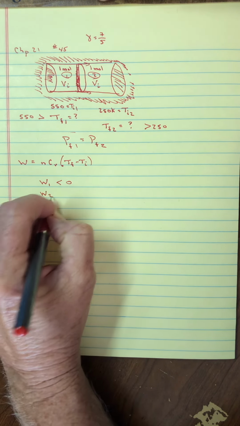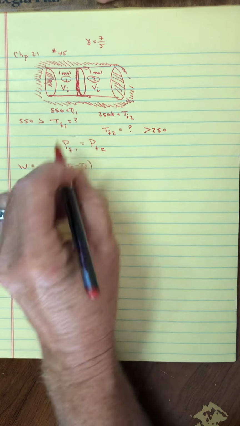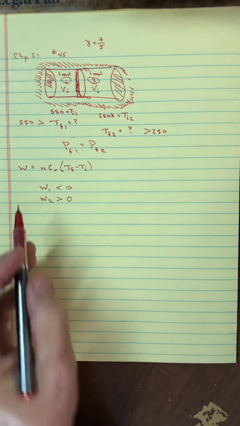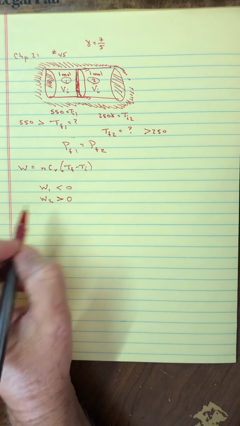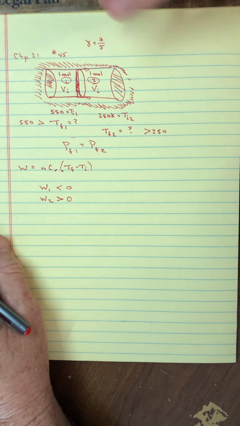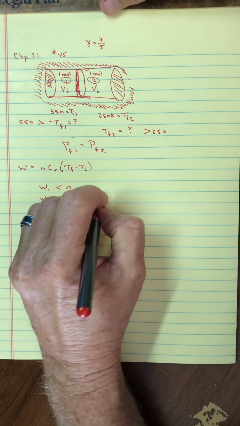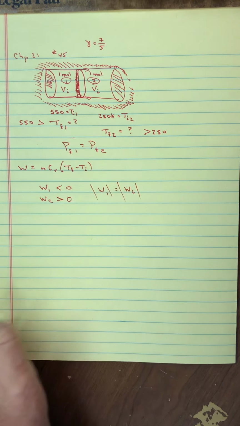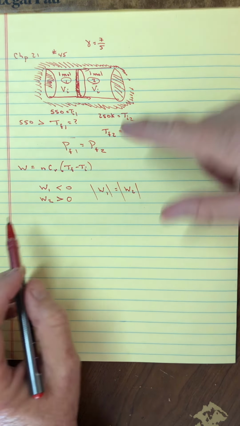And then likewise, it is then compressing number 2. So number 2 is being pushed on. So there's going to be some work here, and that's going to be greater than 0. And here's the best part is we know then that the magnitudes of the work would be the same, because that's where the energy goes.